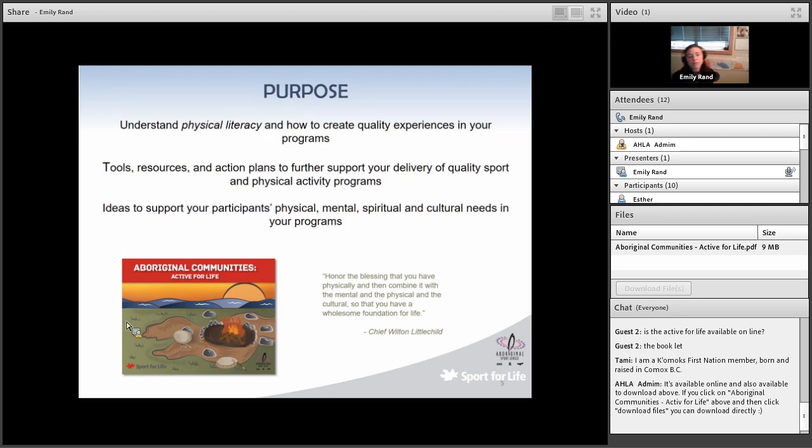So the purpose of this resource is really to help participants who are reading the resource or taking the workshop to understand what physical literacy is and how to create quality experiences in the programs. It really provides tools, resources, and action plans to further support delivery of quality sport and physical activity programs within your communities. Within the resource, we also cover the holistic model, and that's done through an activity in the workshop. And there's also more information in there. And it really is designed to give you more ideas on how to support not only your participants' physical and mental needs, but also the cultural and spiritual as well.